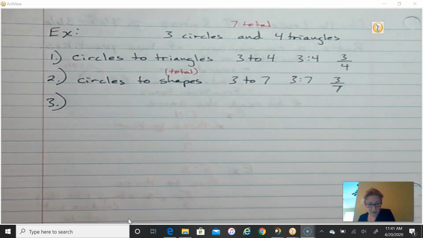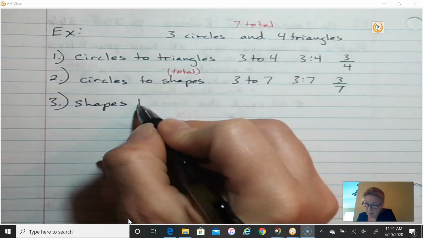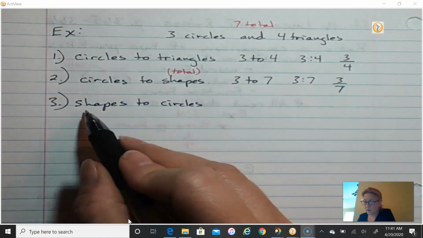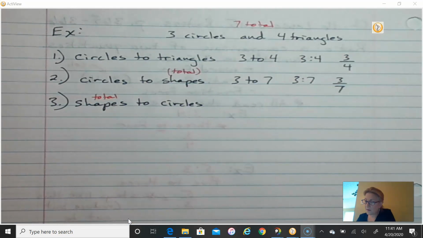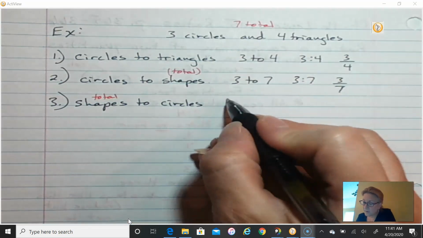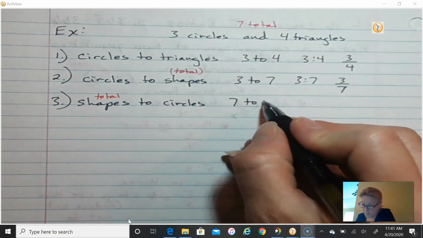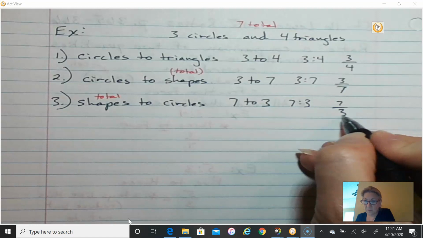All right, next one. Shapes to circles. Okay, total shapes. All right, there's 7 to circles. 3. 7 to 3. 7 to 3. 7 to 3.